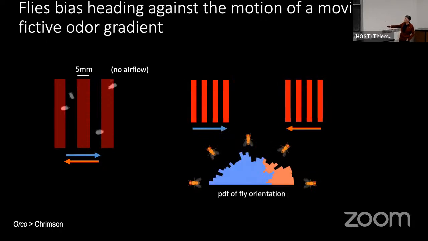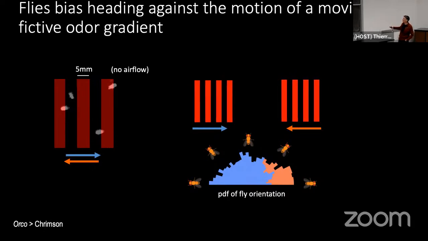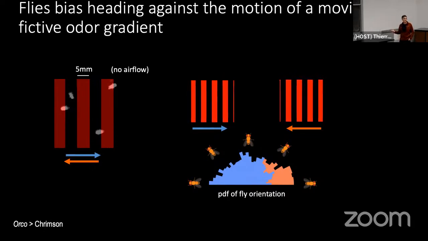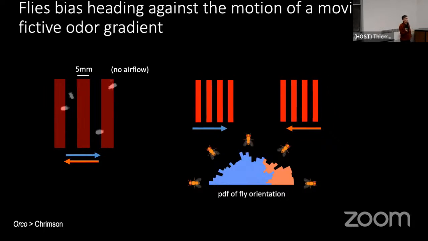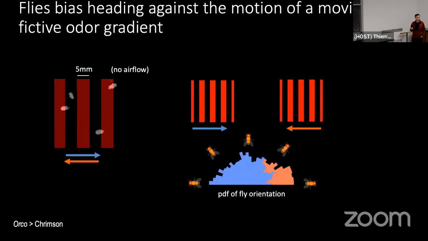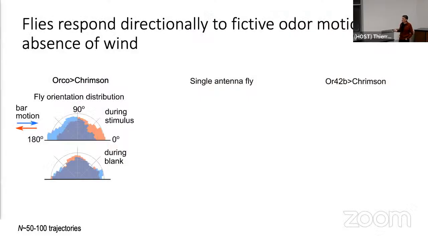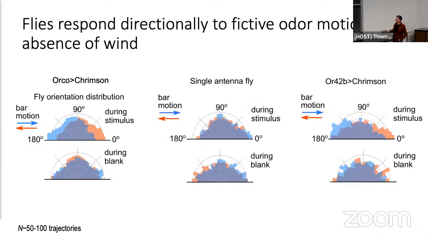So when the bars were moving this way, the fly oriented in this direction. When the bars were coming from the right, the fly turned towards the right. Like they're moving against the motion of the odor. So that suggests that they're actually able to detect the direction of motion. And you can do controls. So when there is no motion, the distribution of orientations is basically neutral. You can remove one of the antennae, and then this disappears. So that means that they really need to use the two antennae to do this.